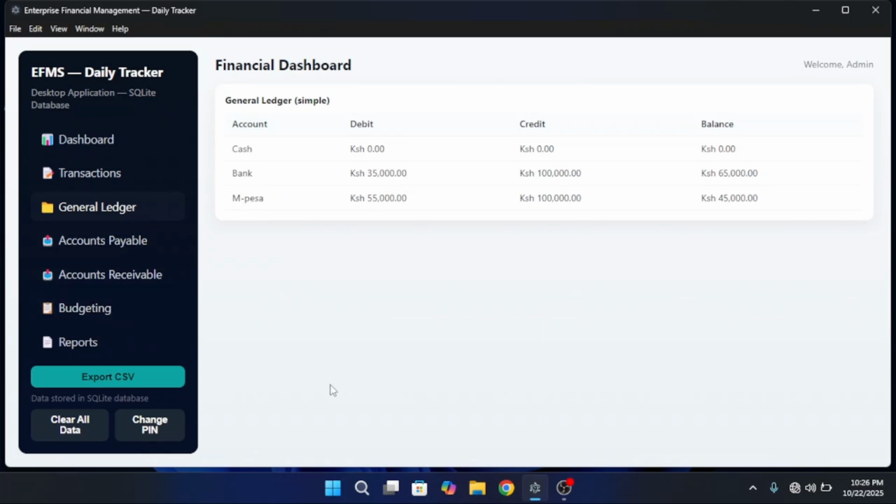So that is it for today, guys. This is a desktop app. It's easy to use, and you can always monitor your finances. After a year you are going to know more about how to use your finances.